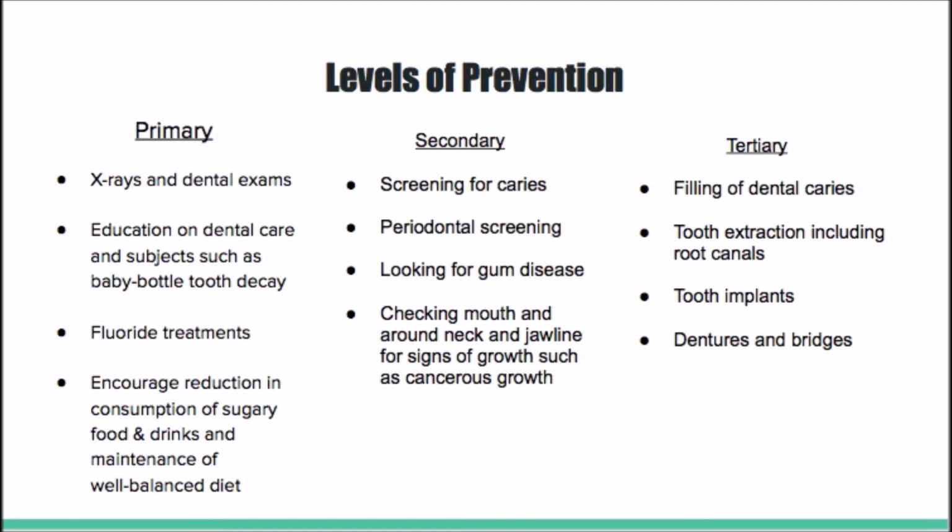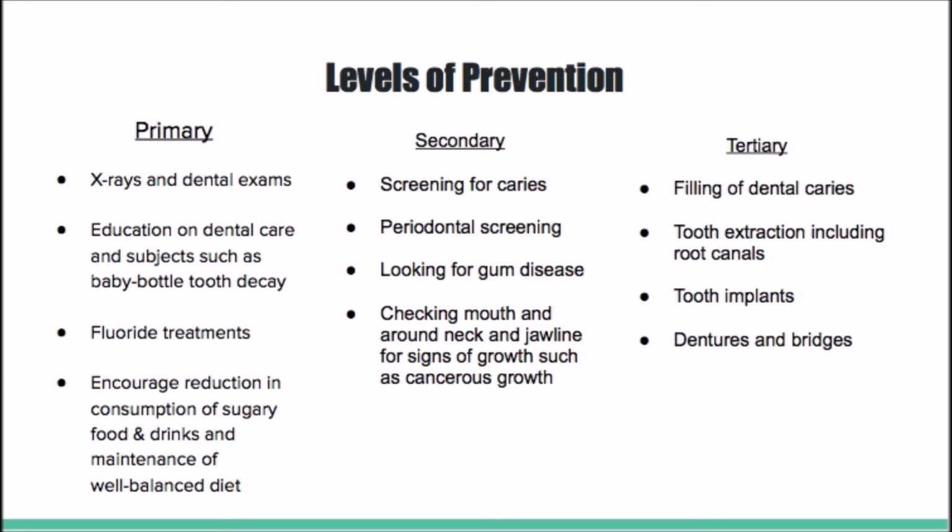Next is secondary prevention. Secondary prevention includes early intervention in finding problems at an early stage so that the problem can be managed. Screening for dental caries or cavities will help detect these cavities at an early stage before they affect too much of the tooth.